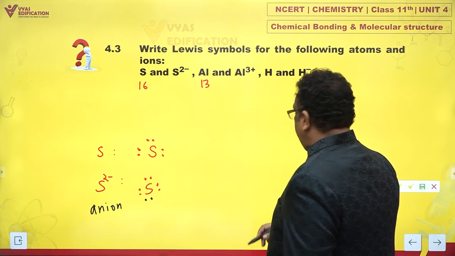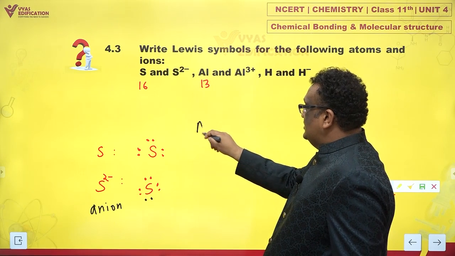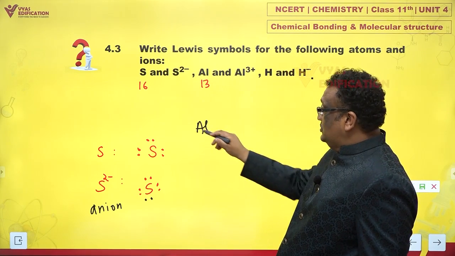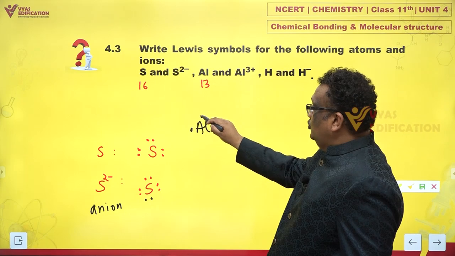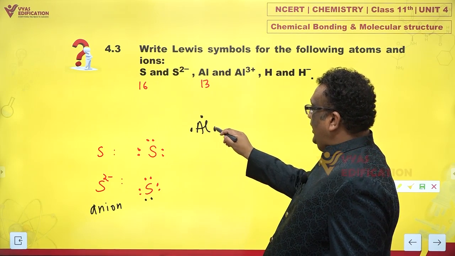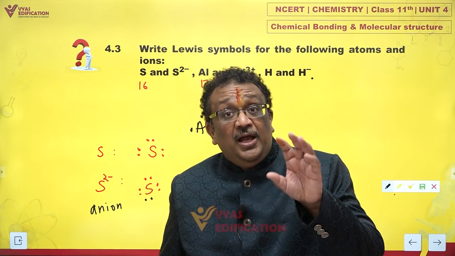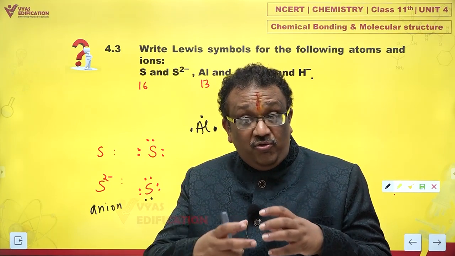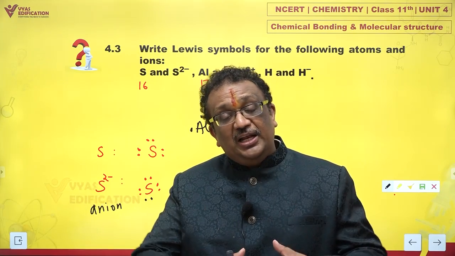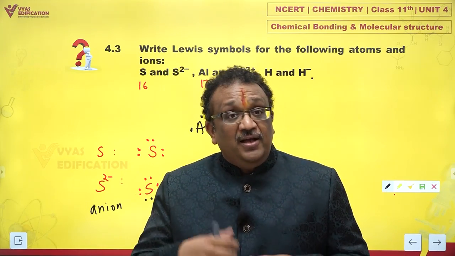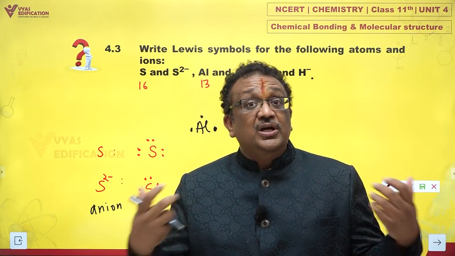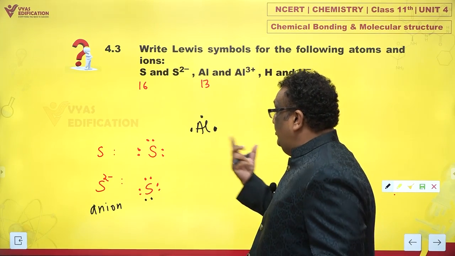Aluminium has how many valence electrons? Aluminium has 3 valence electrons. So 1, 2, 3. And 3 plus means you have +3 charges. That means in any cation, you remove electrons. You have to take electrons away so that when negative charge is removed, positive charge has been developed.